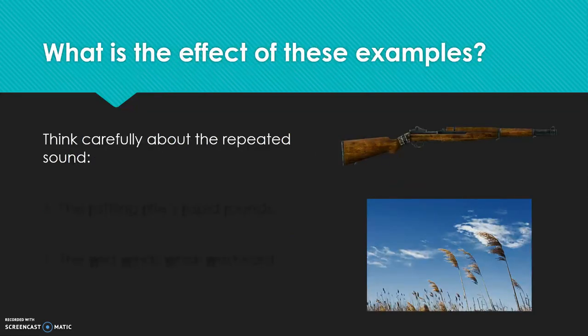Let's have a look at some other examples. The rattling rifles' rapid rounds. So the R sound there, rattling rifles' rapid rounds, is quite harsh and aggressive. So what's actually happening here is that the alliteration is forcing us to actually hear the rattling rifles' rapid rounds, or bullets being shot out, because of that harsh sound.